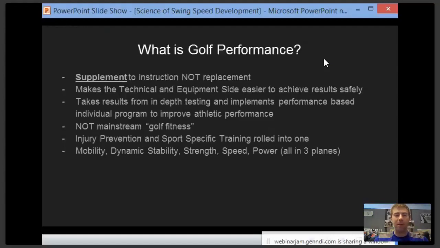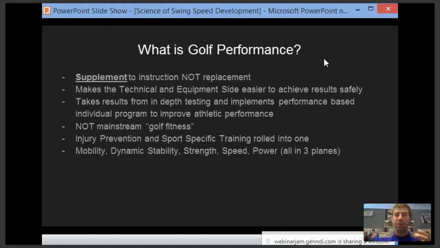Basically, the only way you're going to figure out where you're at is through the testing that we'll talk about. This isn't mainstream golf fitness. A lot of what you see on social media, Golf Channel, those places, we kind of term golf fitness. There's no real testing involved in that. There's no integration of all 4 quadrants and understanding what to do and when you should do it. So this is a bit different. And then there's obviously injury prevention and sport specific. It's kind of all rolled into one.